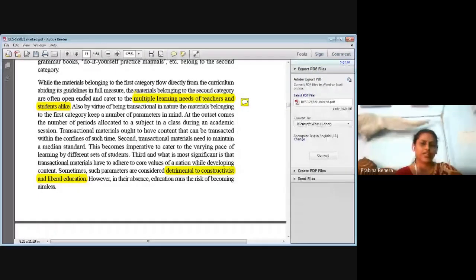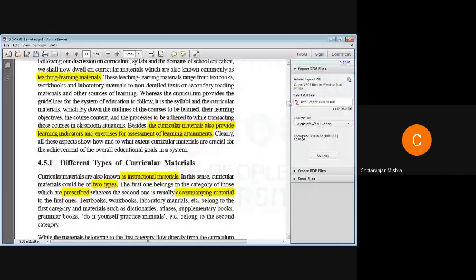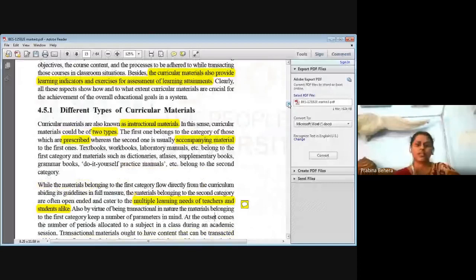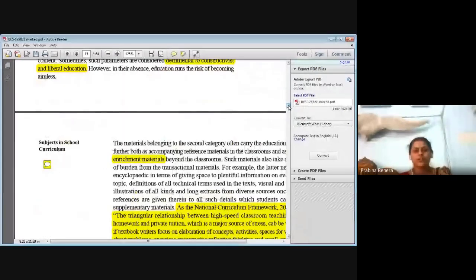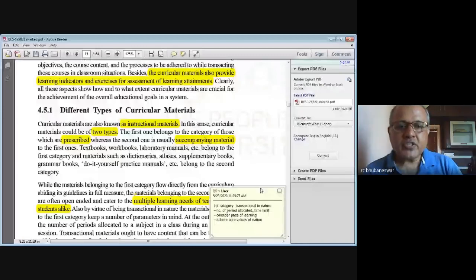Okay. So the curricular materials are of two categories. The first category is prescribed instructional material. The second one is accompanying material that we have discussed. And now, whether the chat box is visible or not. Yes, ma'am. It is visible.